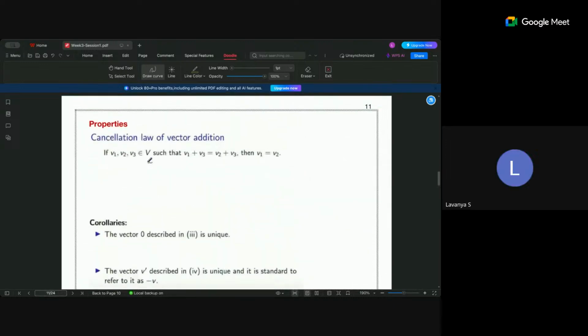Okay. So cancellation law of vector addition is where we do the usual thing we do with real number addition. Whenever there are common numbers, we simply strike them out, right? The same thing can be done here also. If you have v1 plus v3 equal to v2 plus v3, then you can simply write v1 equal to v2. So this is the cancellation law of vector addition.